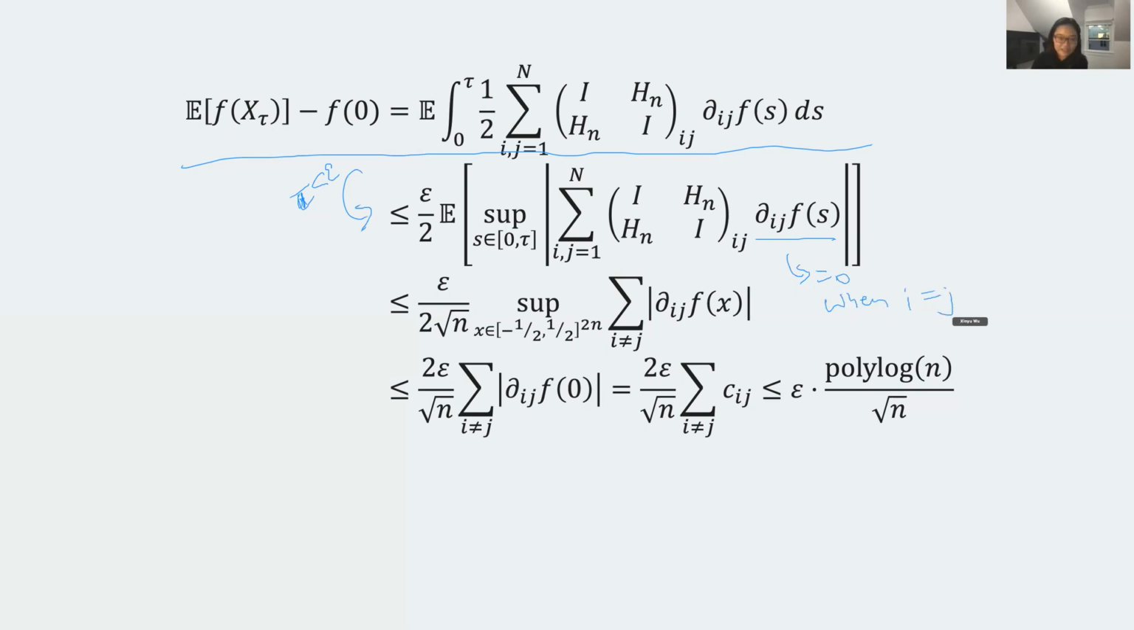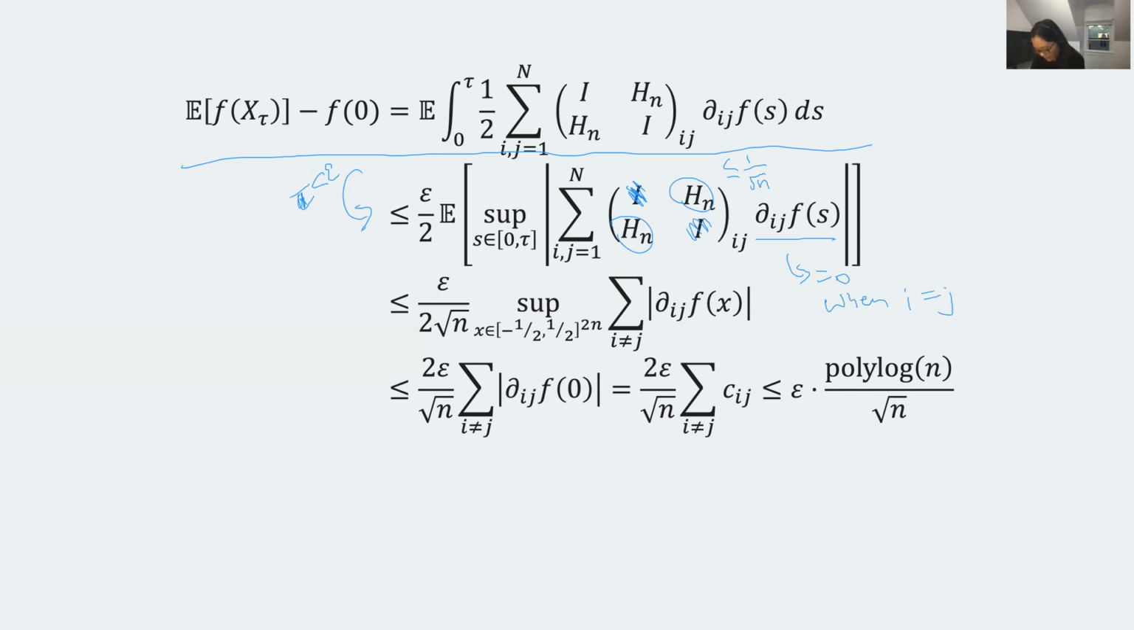So what this does is it says that I no longer need to look at the identity matrix part. The only relevant bound is the bound on the H matrices, and I know that the H matrices are bounded by 1 over square root n. So each of the entries of the Hadamard matrix is bounded by the square root of the dimension of the matrix.